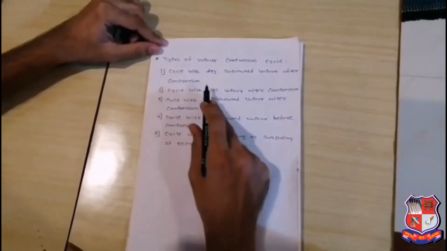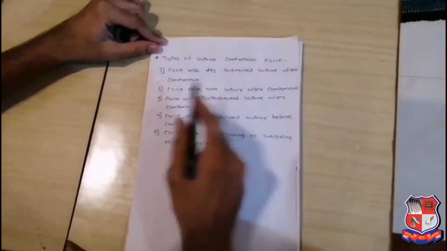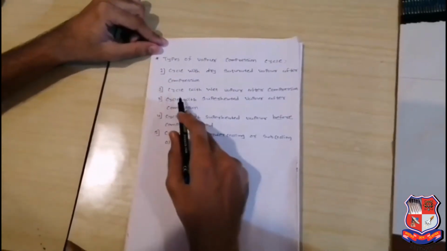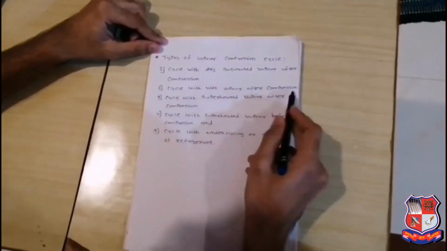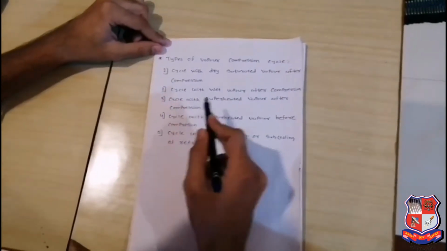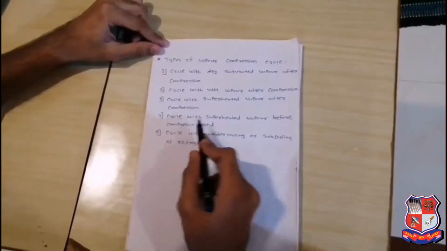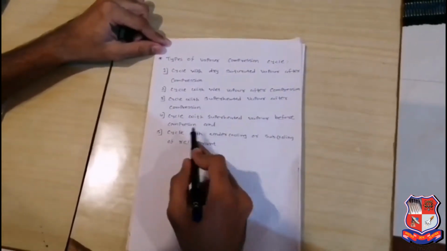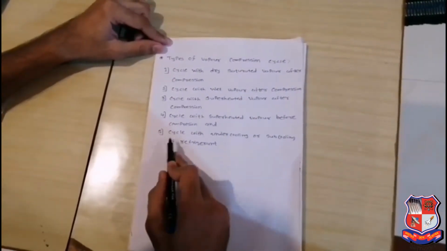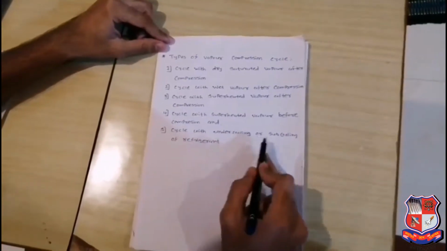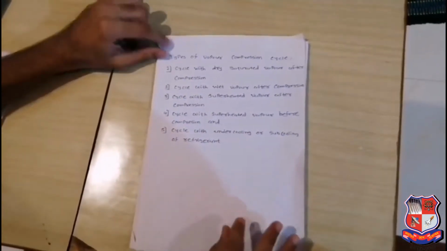First case is cycle with dry saturated vapor after compression. Second case is cycle with wet vapor after compression. Third case is cycle with superheated vapor after compression. Fourth case is cycle with superheated vapor before compression. And last one is fifth case, cycle with undercooling or subcooling of refrigerant.